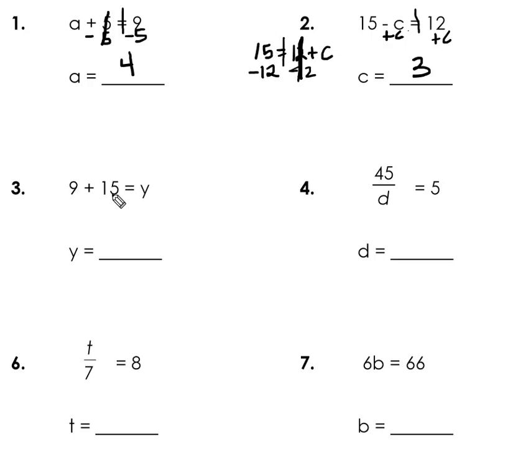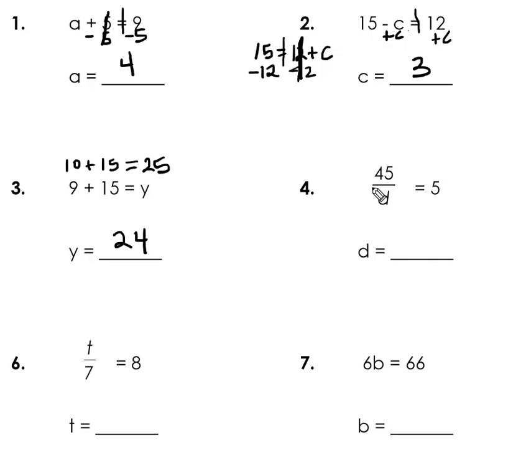All right. This one, nothing is necessary for us to do. The y is already isolated. We just need to add these together. And in my head, what I'm thinking is I make this a 10, right? So 10 plus 15 is 25. But this was one less, so this has to be one less. So y is 24.